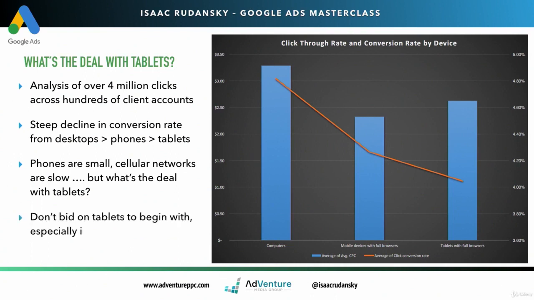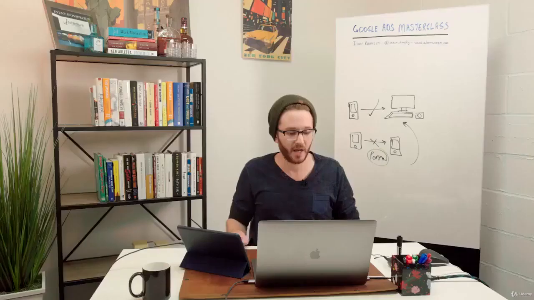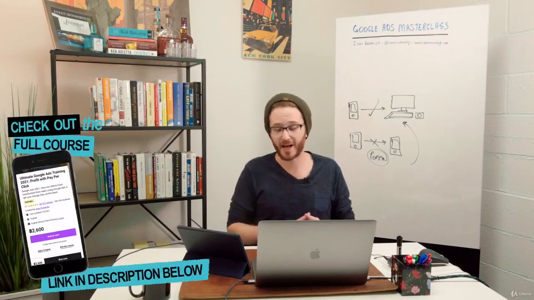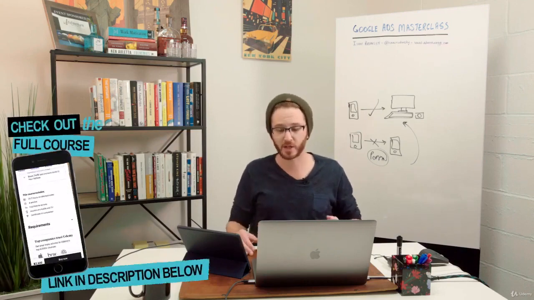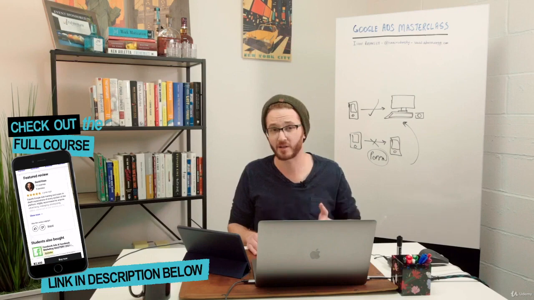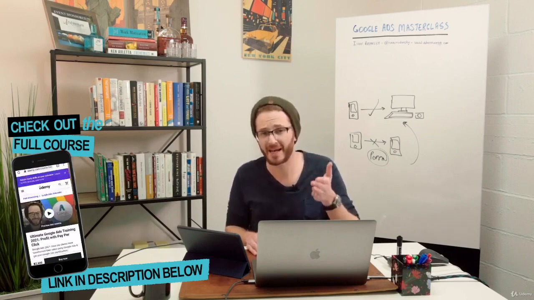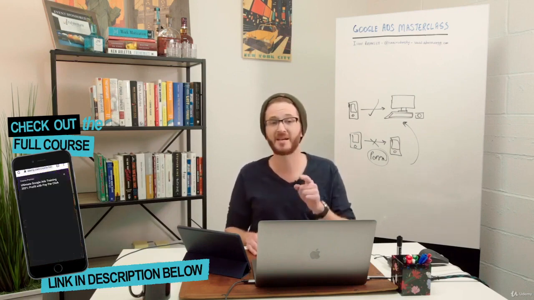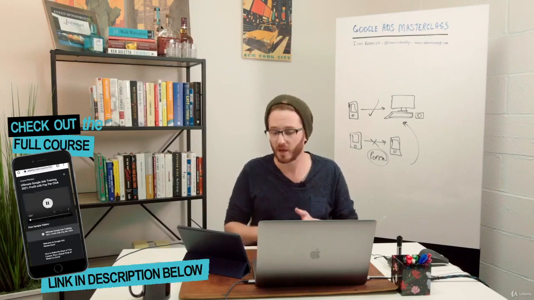So my advice would be don't bid on tablets to begin with, especially if you have a limited budget, right? If you're not going aggressive, you don't have research and development budget, I would knock out tablets. That is my advice to you, my student. Put a negative, and I'm gonna show you how to do that in a moment, put a negative 100% bid adjustment on tablets to start off with.